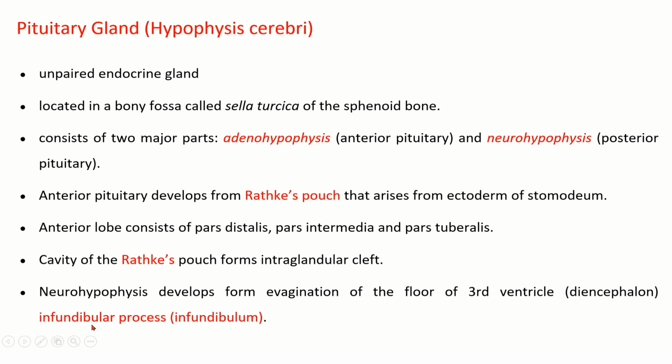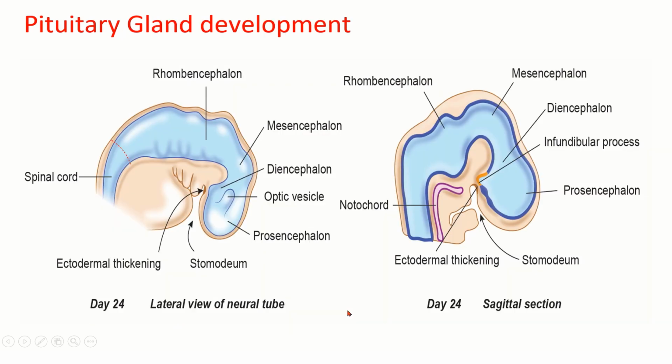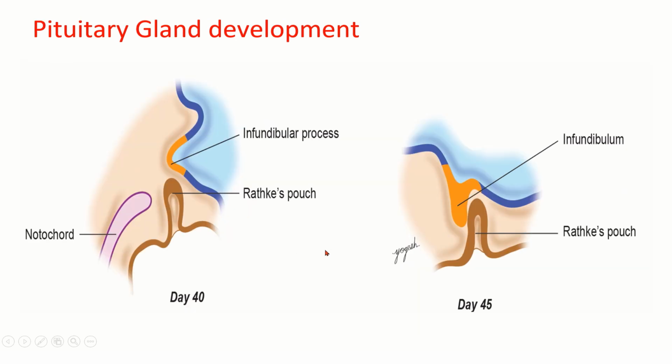Neurohypophysis develops from the infundibulum, from the floor of diencephalon. You can see here, this is the diencephalon. You can see the ectodermal thickening, the Rathke's pouch. You can see the developing Rathke's pouch, and you can see the infundibular process. You can see here the infundibular process. This is the Rathke's pouch from the stomodial ectoderm of the stomodeum. You can see the infundibular process coming from the floor of the diencephalon.